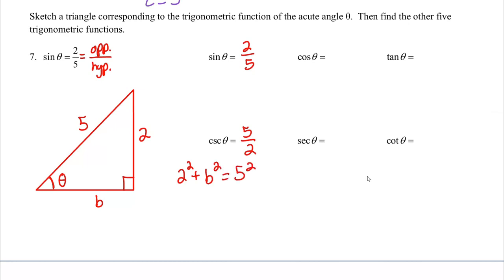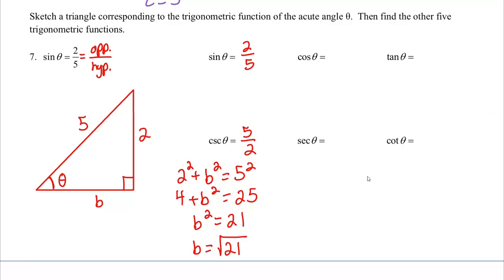So 2 squared is 4, and 5 squared is 25. So what is B squared? 21. So then B is going to be the square root of 21. Can I simplify that at all? We could try, but 21 splits into 3 and 7, neither of which are couples or perfect squares or anything. Does that make sense? So we'll just leave it like that.